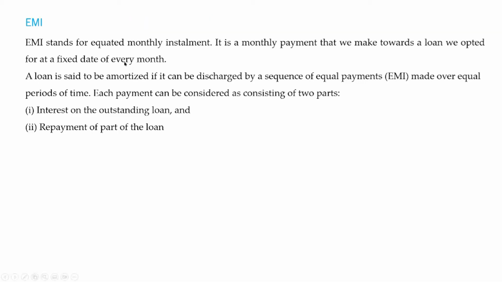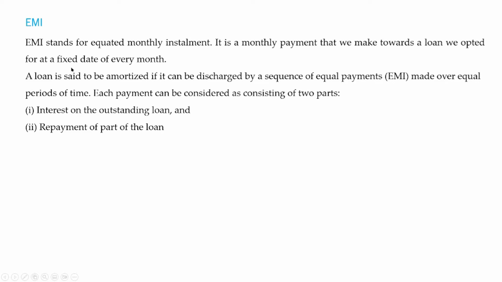Now we will see EMI. EMI, as I already mentioned, stands for equated monthly installment. It is a monthly payment that has to be made towards a loan that is opted for, at a fixed date of every month. So we have to pay a monthly payment for a loan which we have taken at a fixed date of every month. That is EMI.